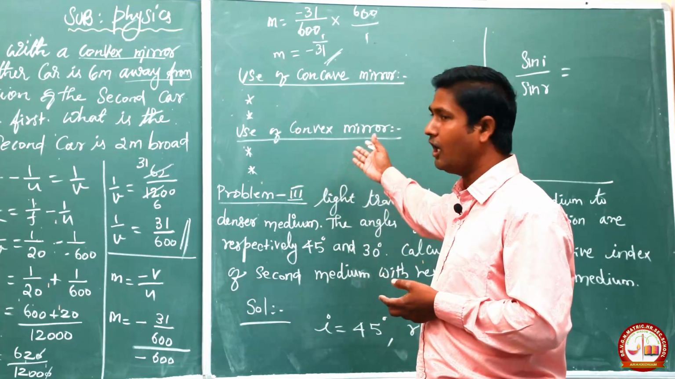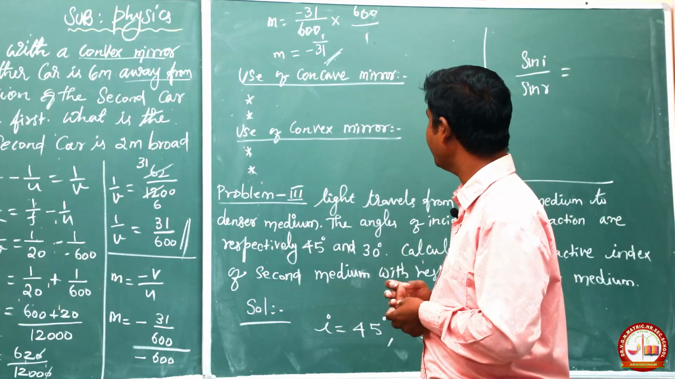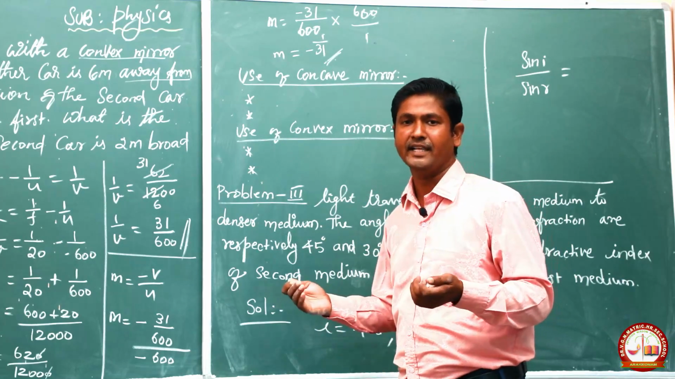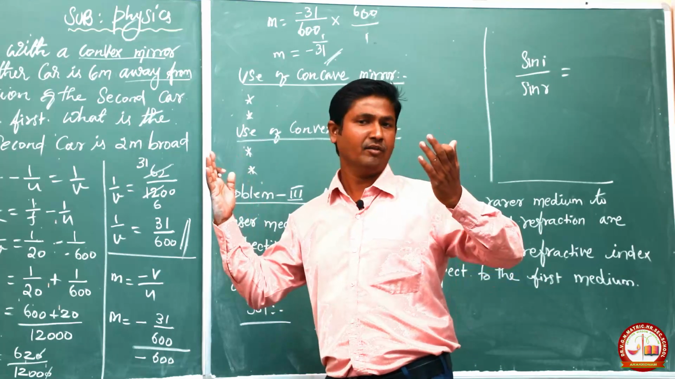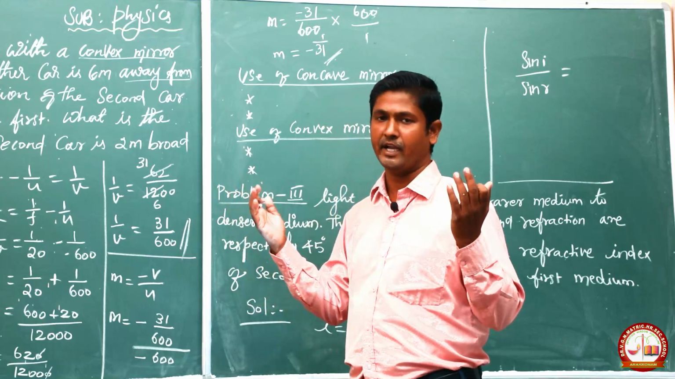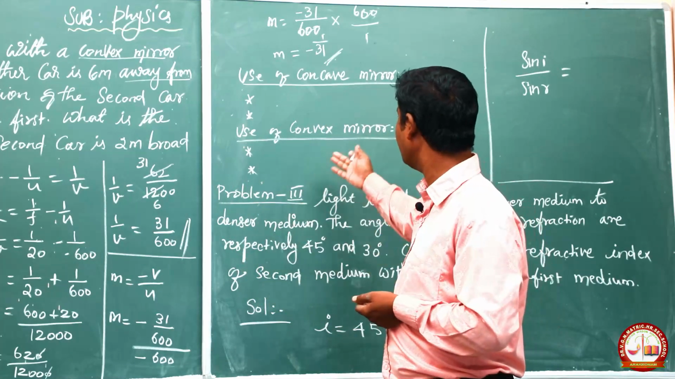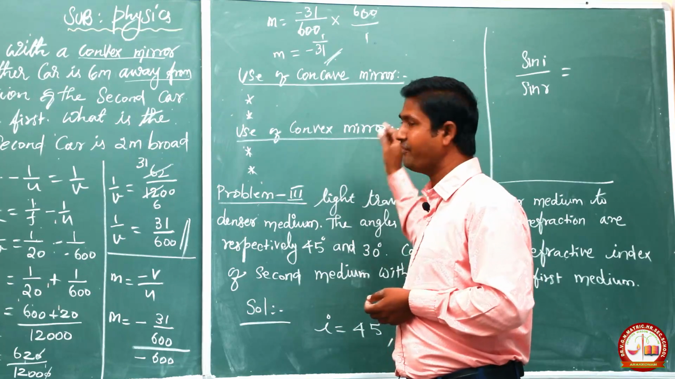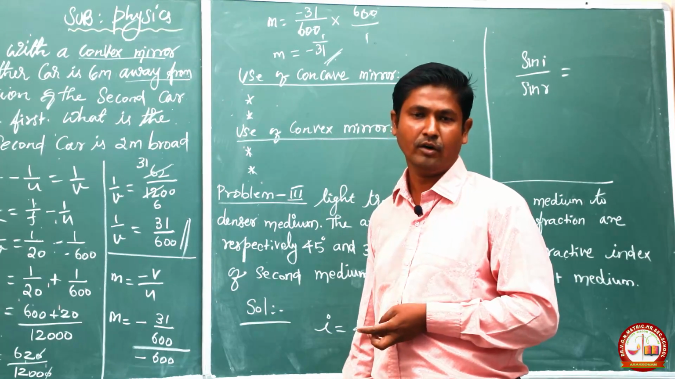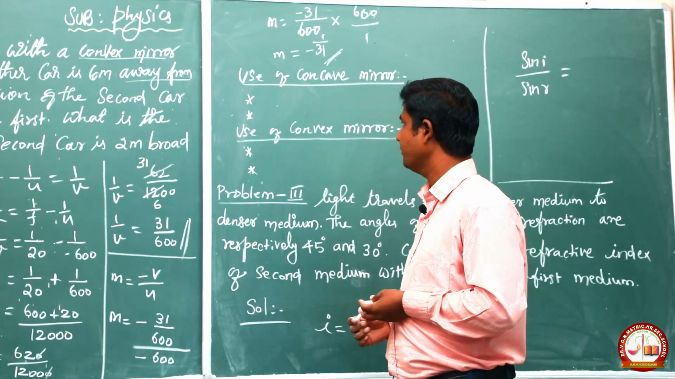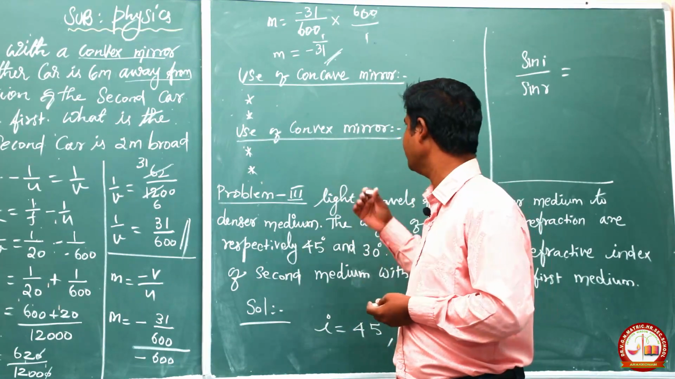Next, go to the convex mirror. What is the convex mirror? Convex is positive. The convex mirror is used as the side mirror on a vehicle. The driver uses the side mirror for safe driving. Next, the convex mirror is used at traffic signals in public areas and on roads as a safety device. So these are very important uses of the convex mirror.